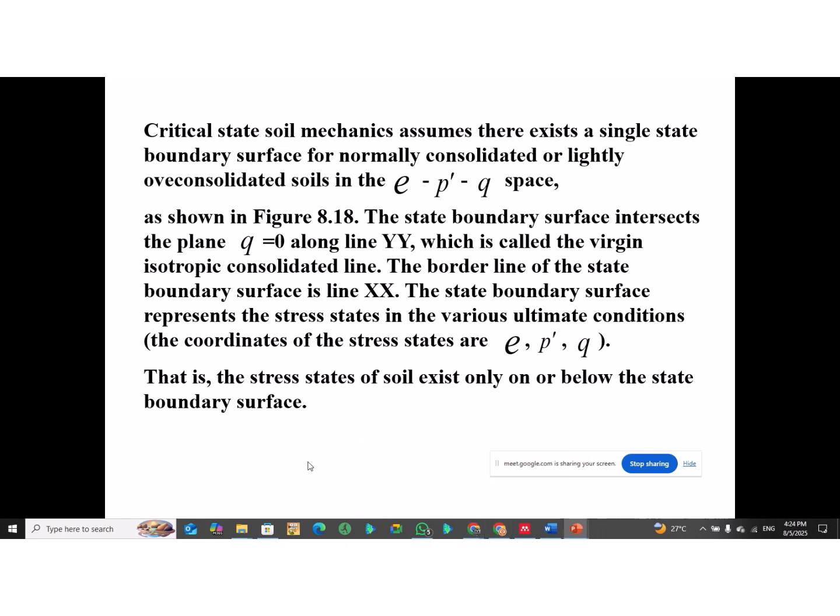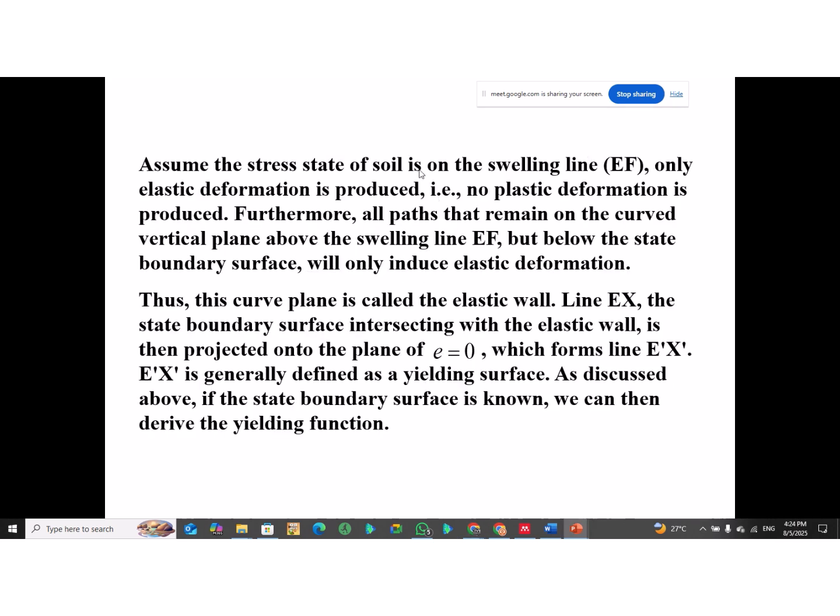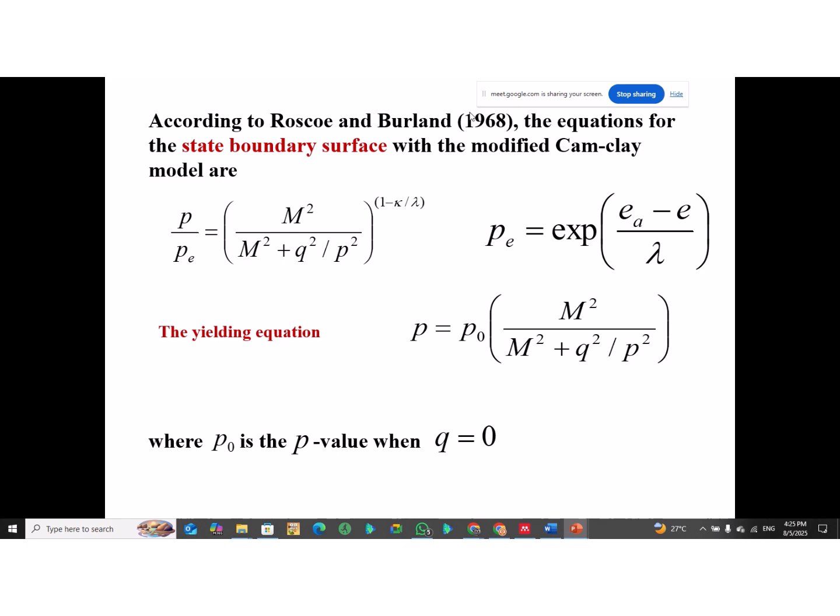Okay. So I think we already described this: the yield surface, the plotting on the EPQ space, the relationship to the 1D consolidation stress, and of course when we project the line EX to line E prime X prime, that becomes the yielding surface. And if the state boundary is known, then of course we can derive the yielding function. So we're ready to say this.